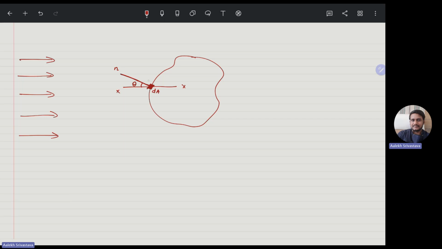So if this is your normal, this is perpendicular to the normal or parallel to this surface, and this is your 90 minus theta. If this is theta, and this is your perpendicular, this is 90, and the total is 180. So if you subtract, you will get this angle as 90 minus theta. Now, as you know, perpendicular to the surface is the pressure force. Parallel to the surface is the shear force.